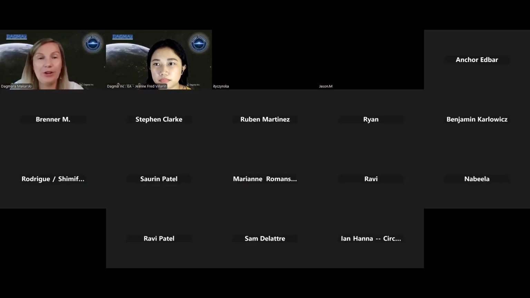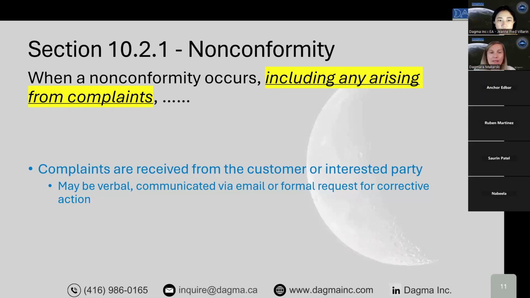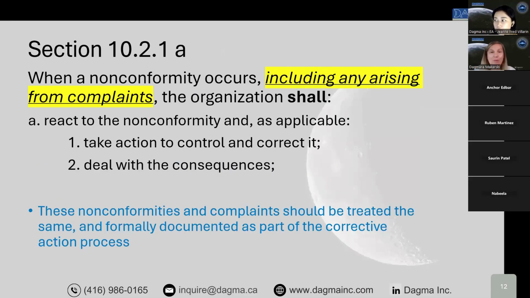So when a nonconformity occurs, including any arising from complaints, complaints are received from the customer or any interested party. They can be verbal, they can be communicated through email, or formal request for corrective action. So a customer can send you their nonconformance form, or they can just verbally communicate it. So what are we going to do when this happens? We shall, and of course, remember, shall means has to, we have to, as an organization, react to the nonconformity and, as applicable, take action to control and correct it and deal with the consequences.